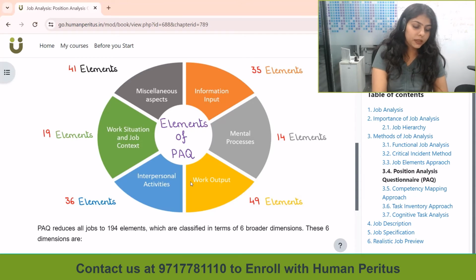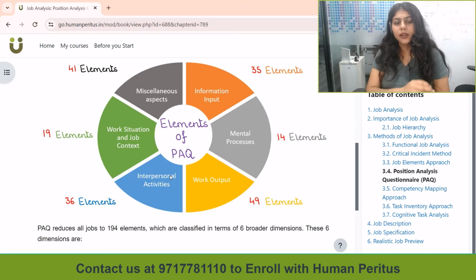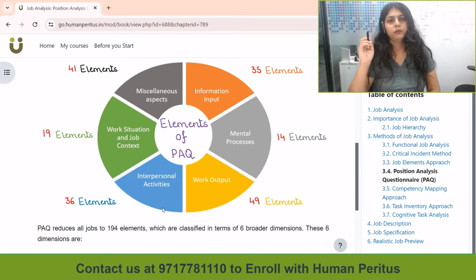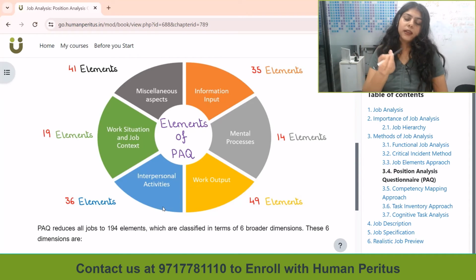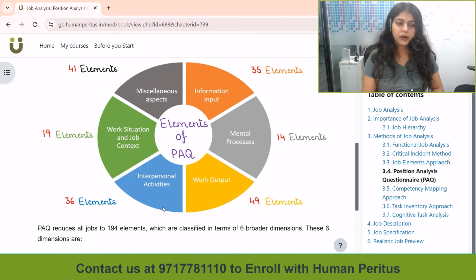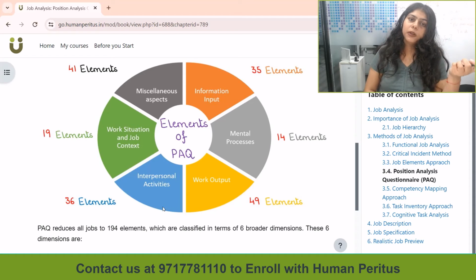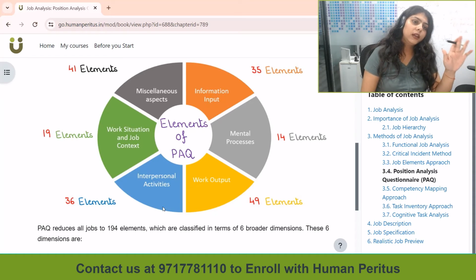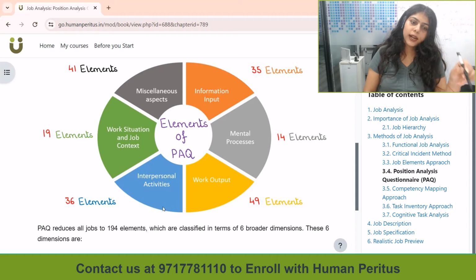What is interpersonal activities? Any job that requires you to talk to other people will be categorized in interpersonal activities. So let's say HR, for example. The job of an HR manager will require you to talk to people, take interviews, or anything that is sort of in that zone will be categorized under interpersonal activities.